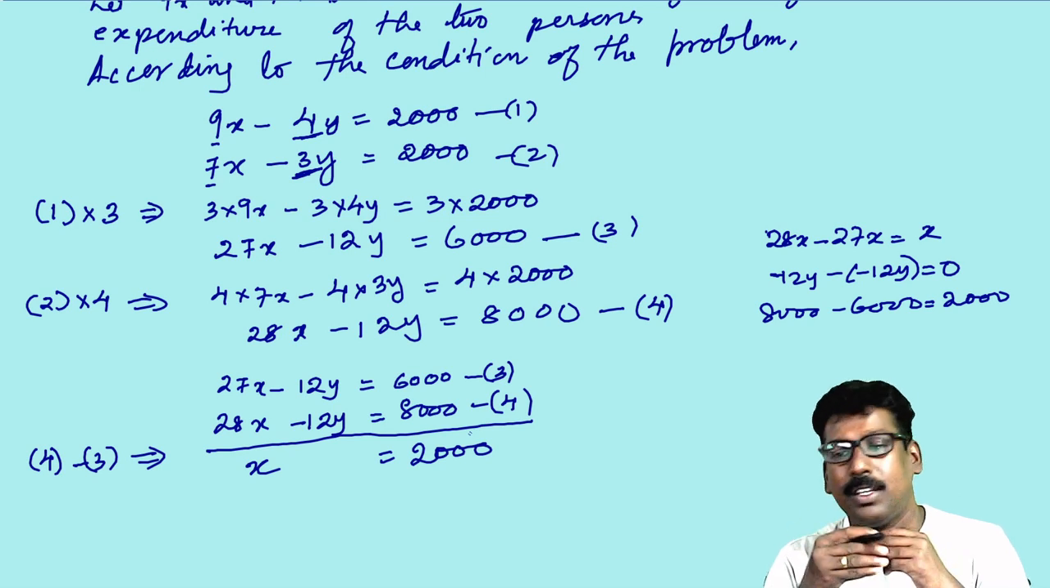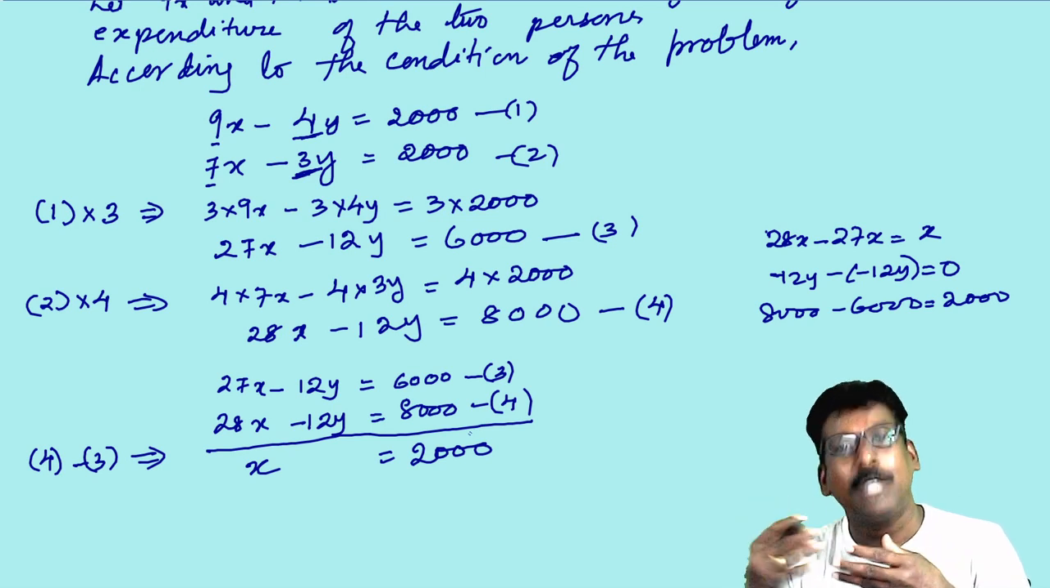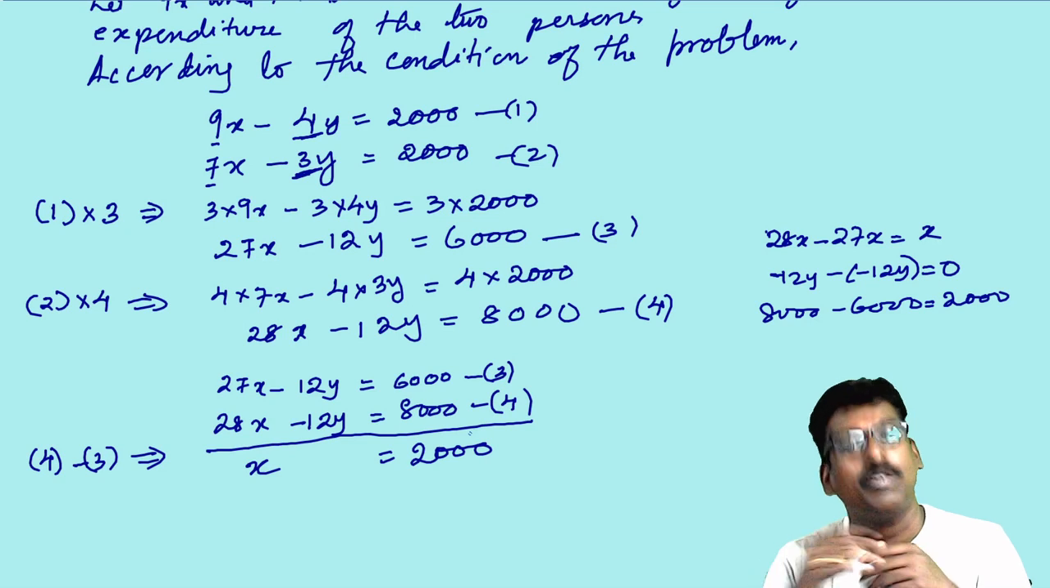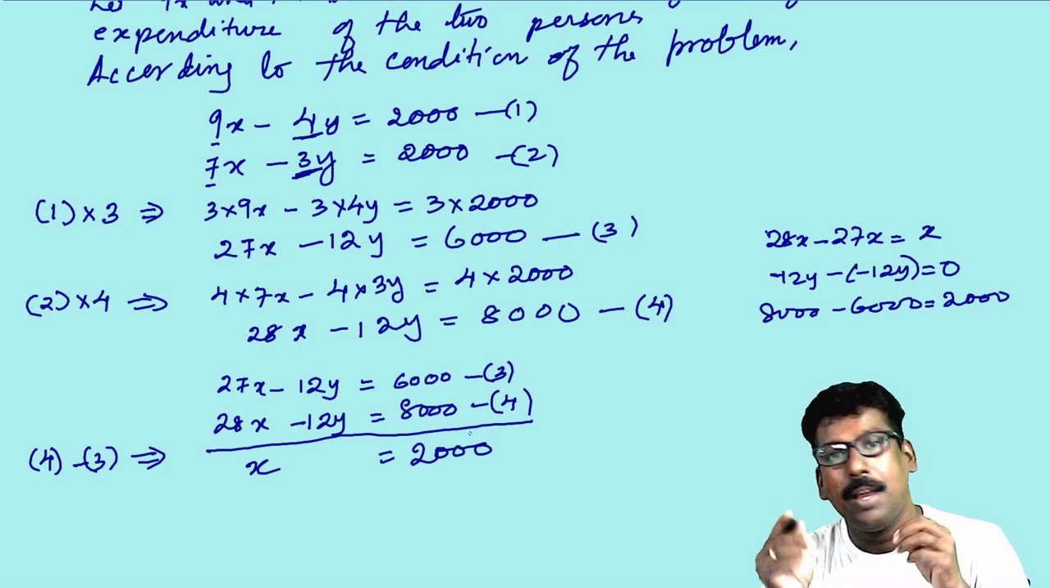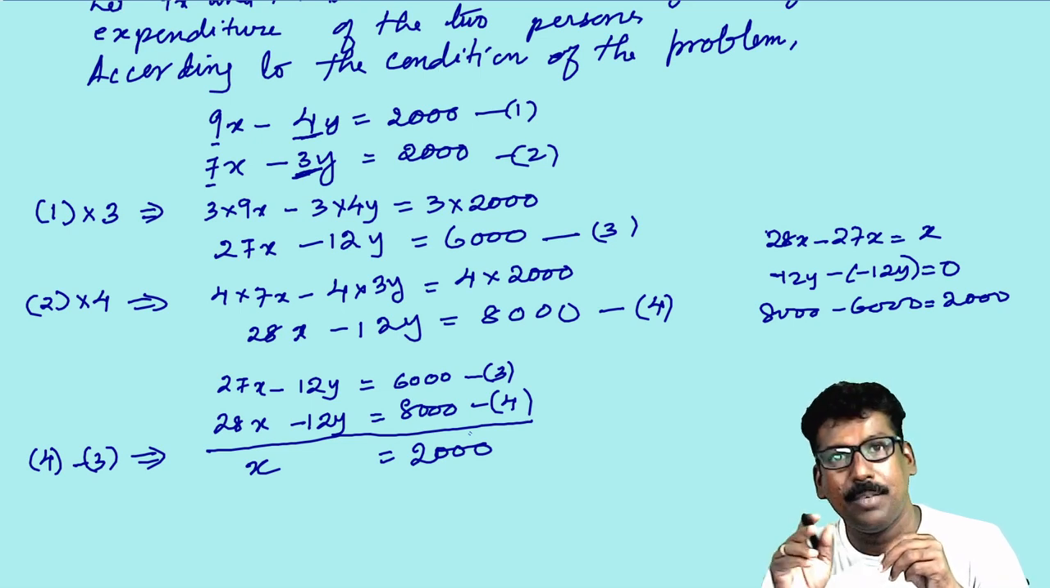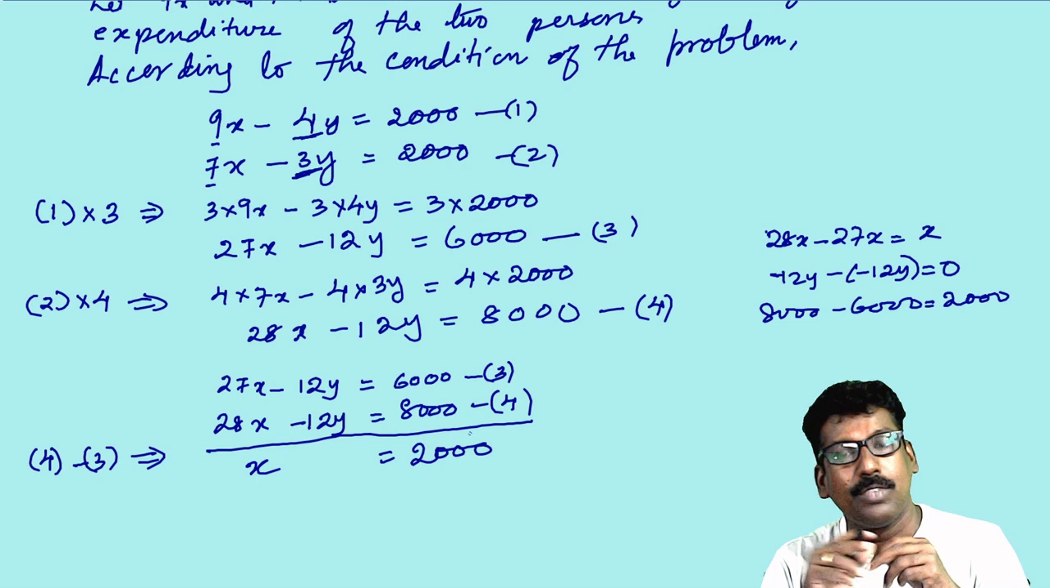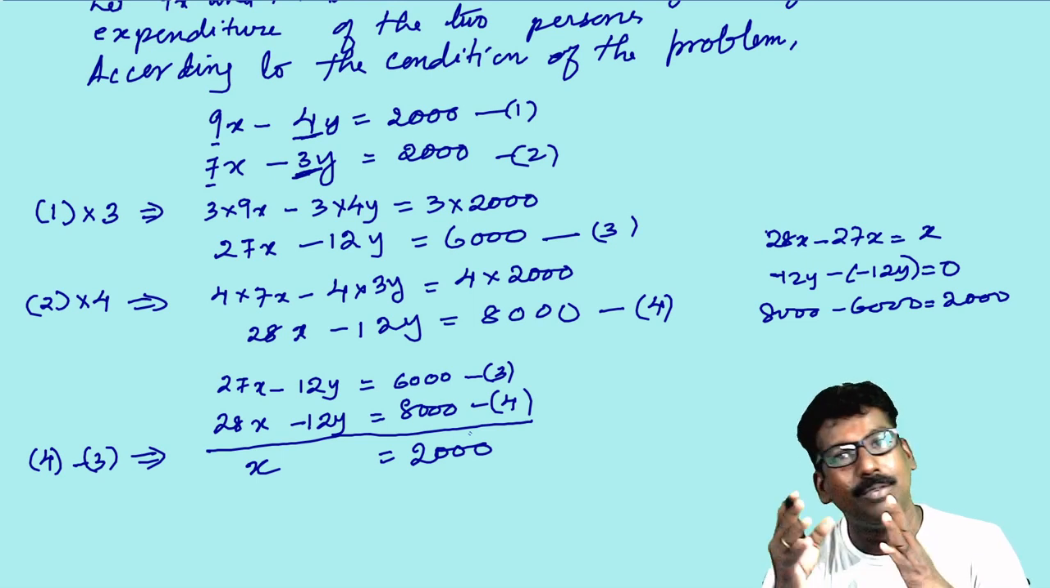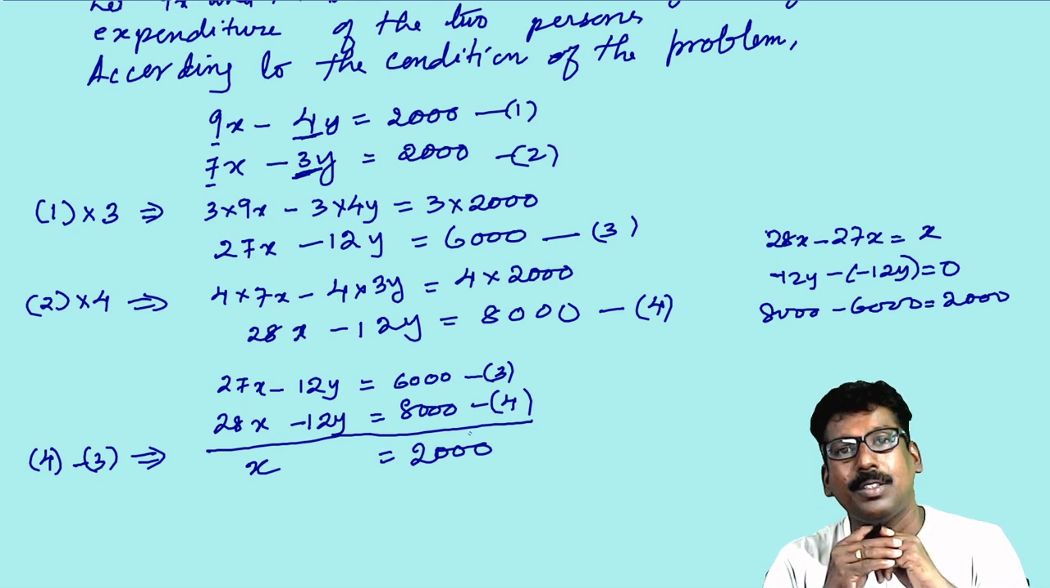This is the way to make the term equal and to get the value of one variable. You just multiply the coefficient of any of the variable of the second equation with the first, and the coefficient of the same variable in the first equation with the second. The terms will be equal.